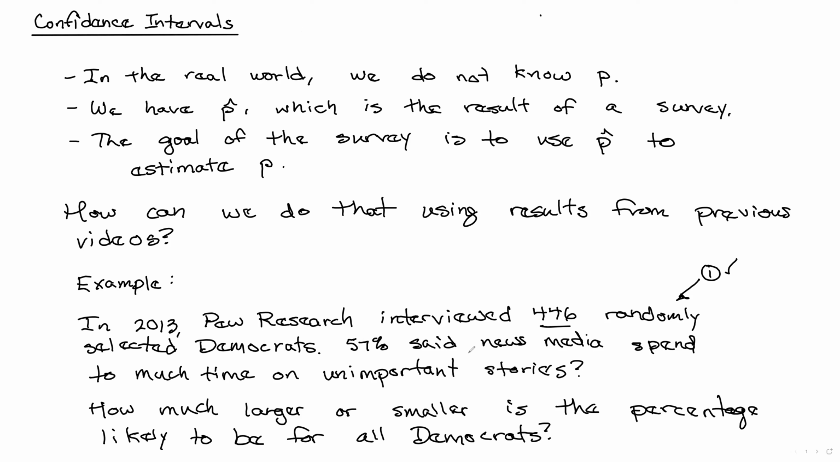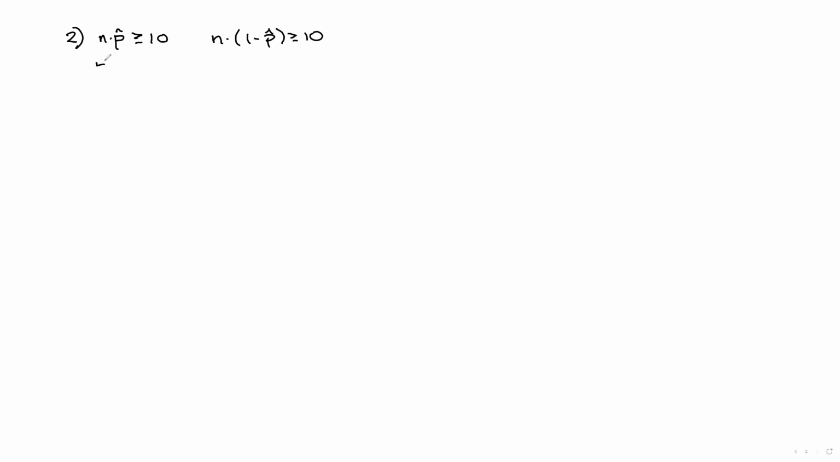So that's our p hat. And then 446 is the size of the sample, that's n. So we've got 446 times 0.57, and that needs to be greater than or equal to 10. I didn't do the math here. I wrote this down and just said yes.